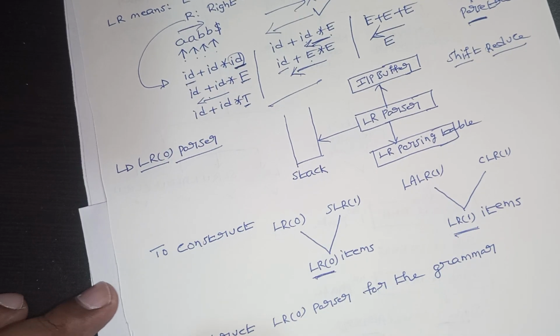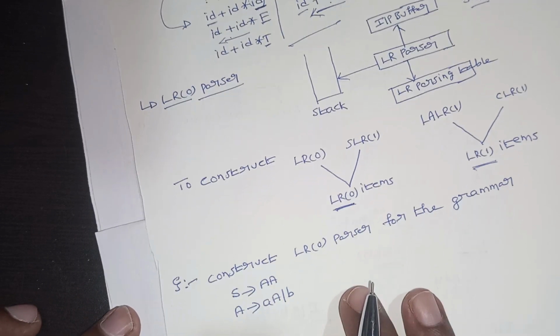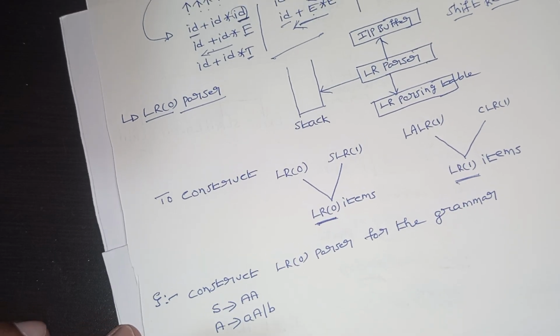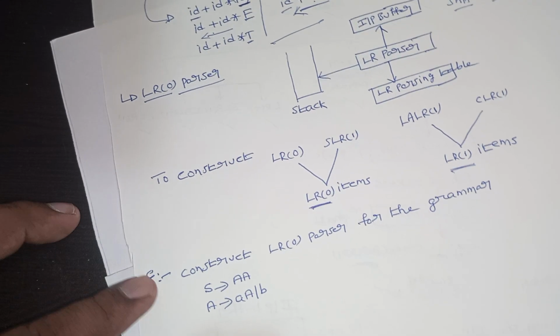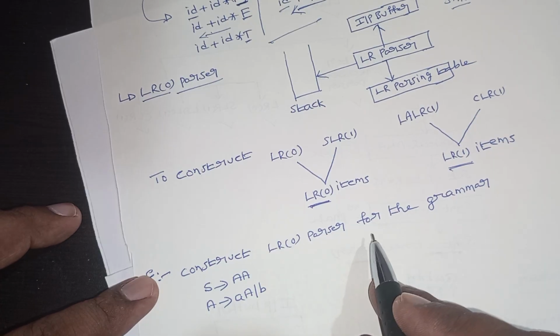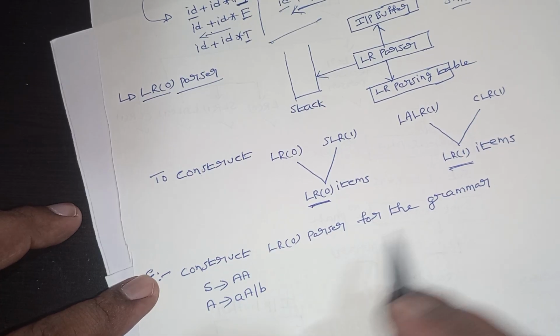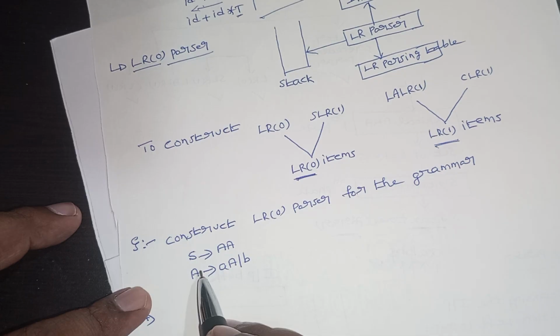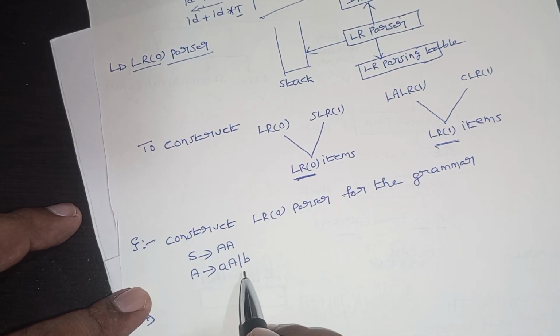Now I will give some idea. So I'm directly taking an example: construct the LR(0) parser for the grammar. So what is the grammar I have taken? S tends to AA, A tends to aA, A tends to b. This is a context free grammar.